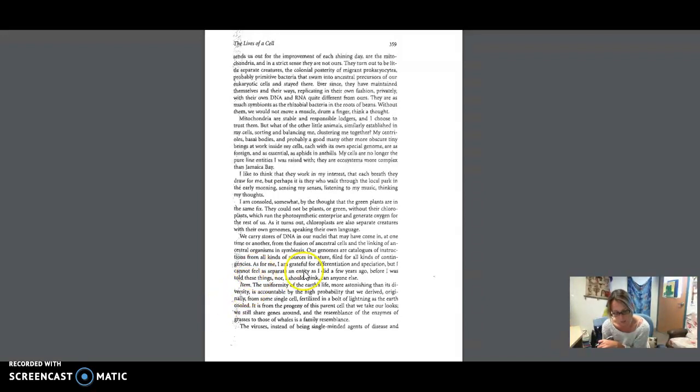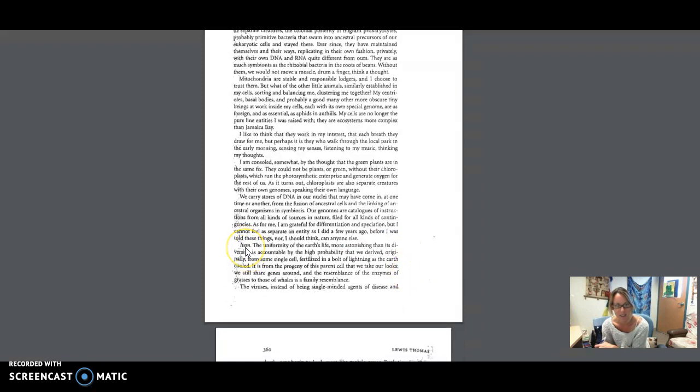Where am I on here? As for me, I'm grateful for differentiation and speciation, but I cannot feel as separate an entity as I did a few years ago before I was told these things, nor I should think can anyone else. To me, it's like awareness of something. Once you're told something, you become aware, and then it changes the way you think. It's kind of what this line makes me think. And then we have the word again, item, which is interesting. I'm not sure why it's in there.